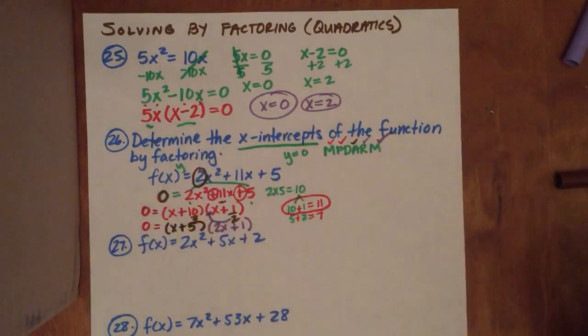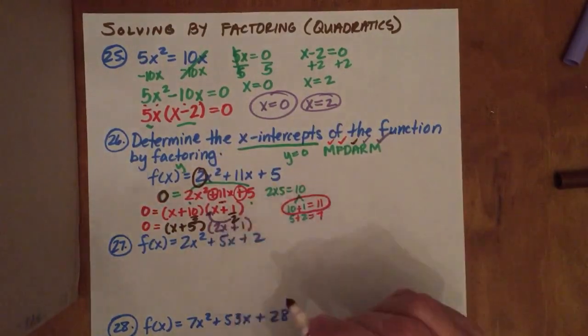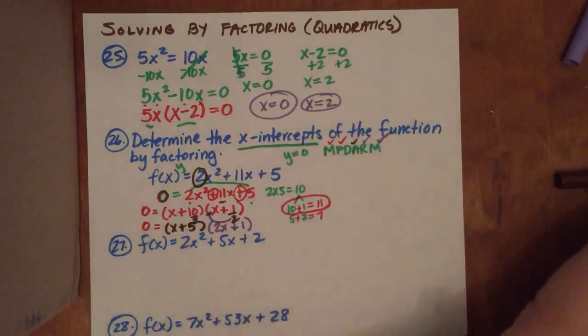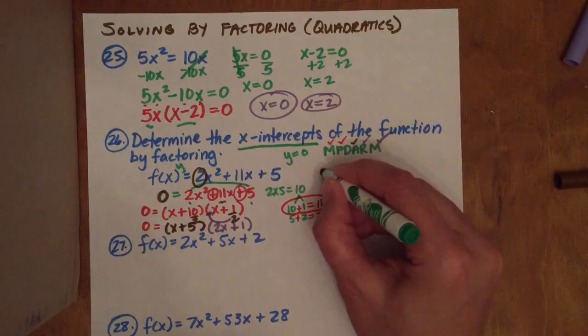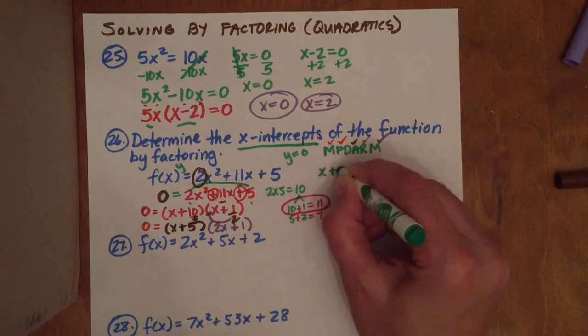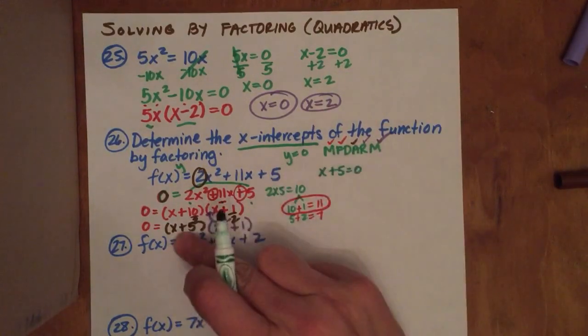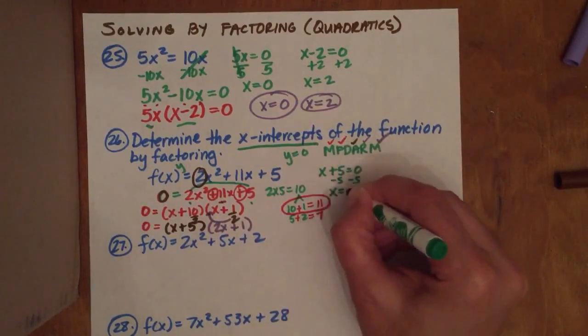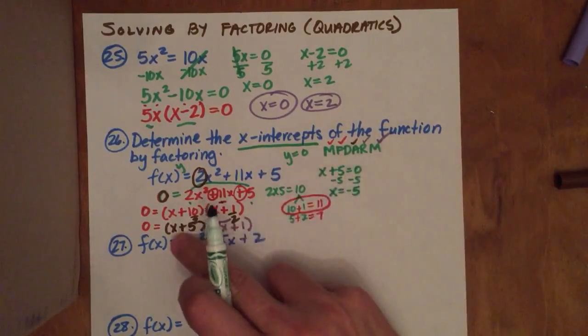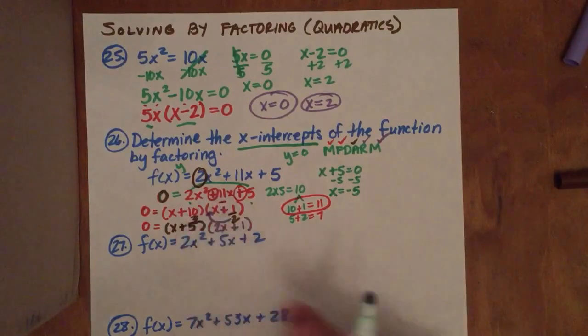My y value is 0. I'm looking for where y is 0. So what do I do here? Same thing I did up here. I'm going to take each of these factors and set it equal to 0. So x plus 5 is my first one. So if I subtract 5, x can equal negative 5. Negative 5 is what would make this factor 0.